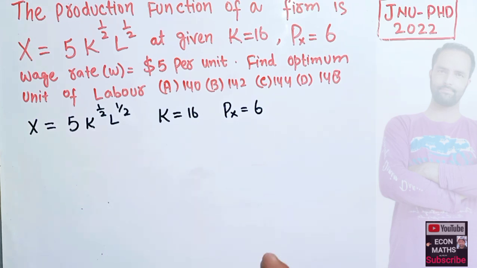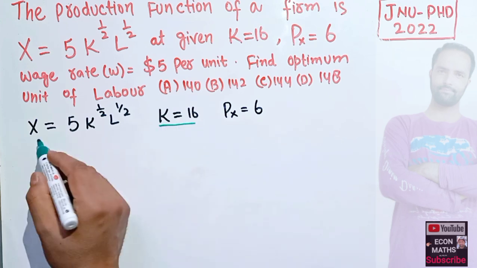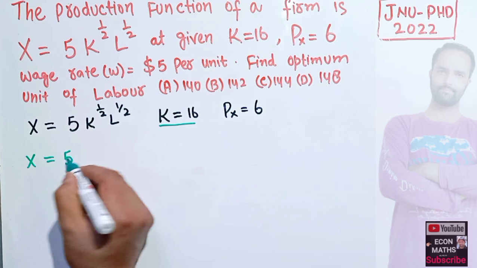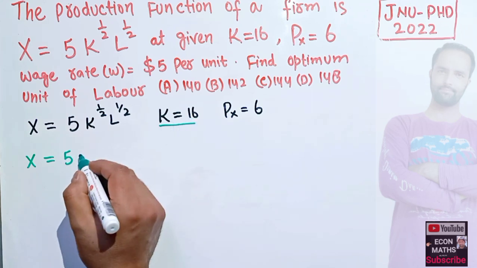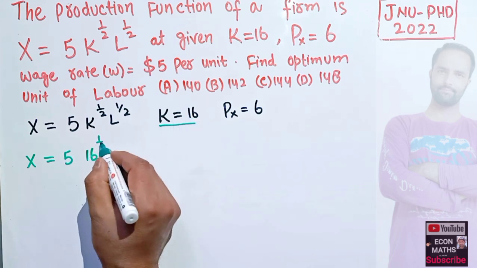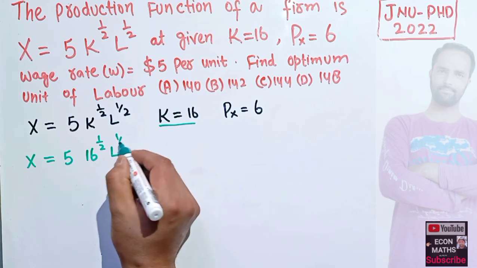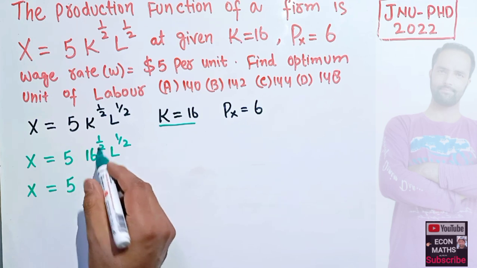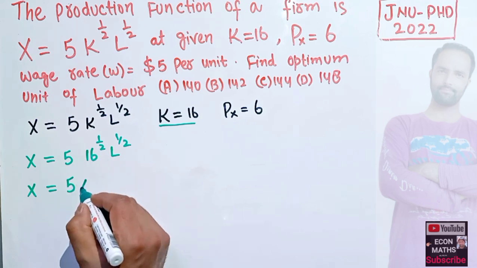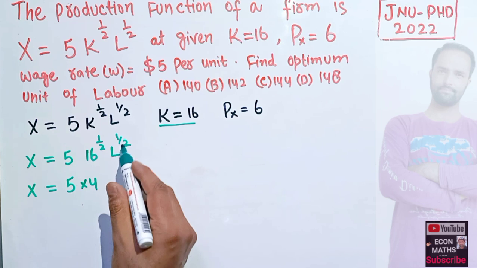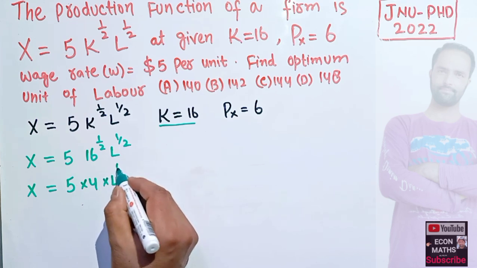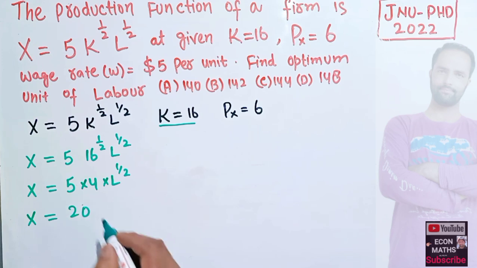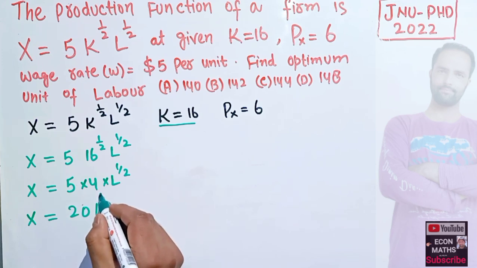For that, what will we do? First, we plug the value of k in the production function, that is x will be equal to 5 times 16 raised to the power 1 upon 2 times L to the power 1 upon 2. That gives us x will be equal to 5. Now 16 raised to the power 1 upon 2 is 4, times L to the power 1 upon 2. So our x is equal to 20 L to the power 1 upon 2.